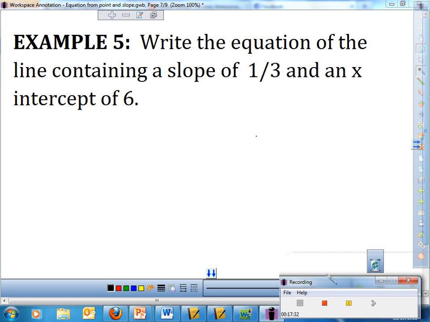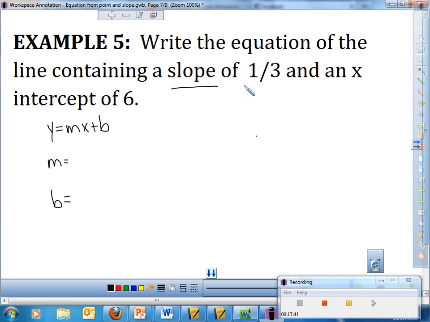Alright, we're going to do one more example. So this question says, write the equation of the line containing a slope of 1/3 and an x-intercept of 6. So again, I want to write an equation, so the first thing that you should do is write y equals mx plus b. And we want to know what is m and what is b. Now let's see what we were given. It says a line containing a slope of 1/3. Okay, so I know that the slope, or m, is 1/3. I'm going to write that down. And an x-intercept of 6.